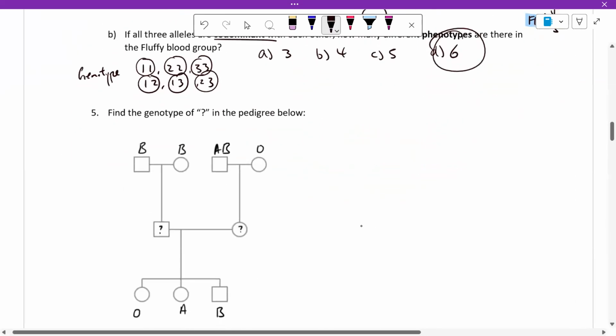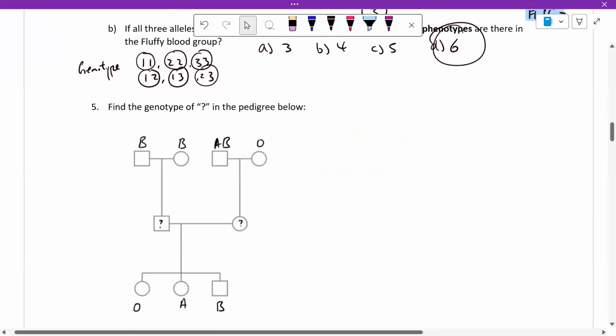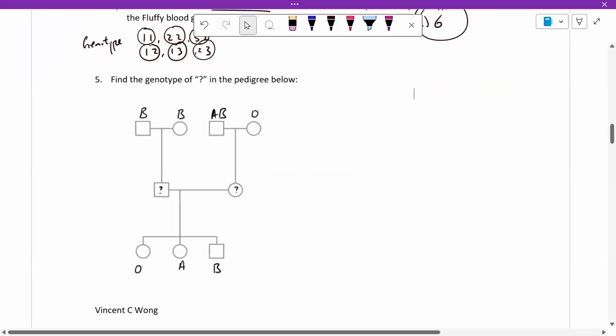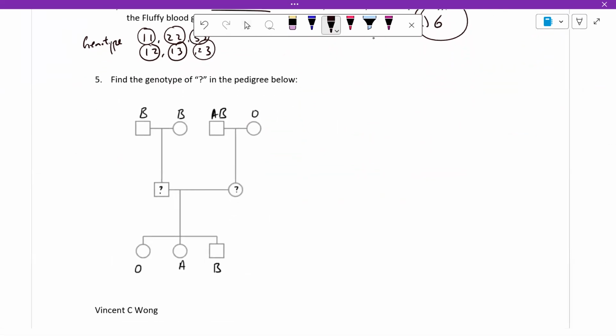Okay. All right. Here is another question. We're supposed to find the genotype of the question mark, these people. Obviously, when you do something like this, you gotta do it on paper. Don't try to figure it out in your head. Don't try to do it on the screen. You gotta do it with a physical paper. That's what I would suggest.